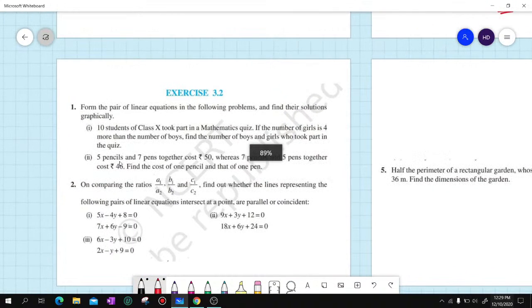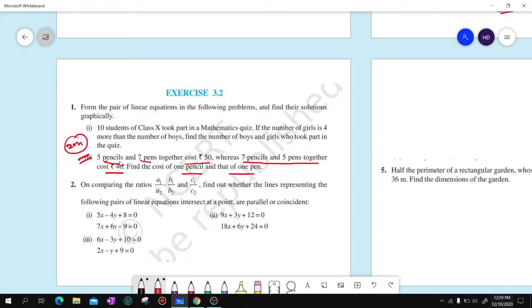See here, this question is most repeated, and it is one of the favorite questions for question paper setters. 5 pencils and 7 pens together cost 50 rupees, and 7 pencils and 5 pens together cost 46 rupees. Find the cost of 1 pencil and 1 pen. This question is only asked for 2 marks, and I don't know why it is so important.